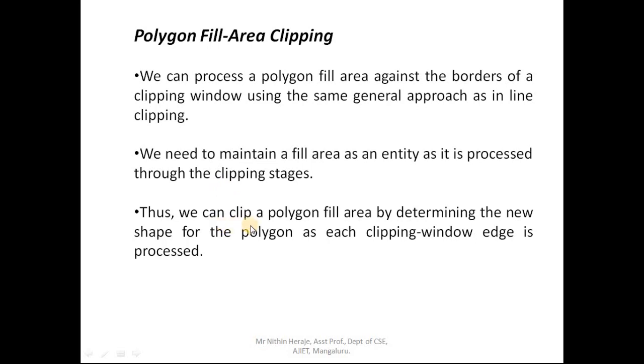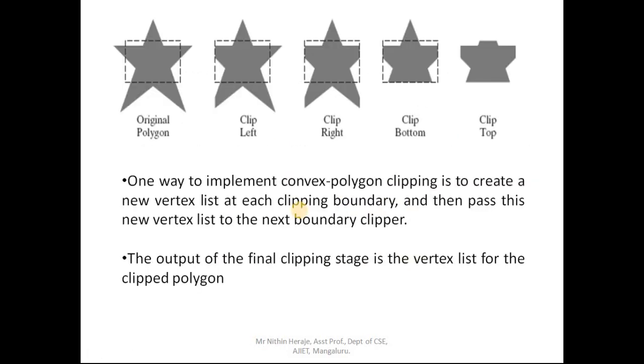Next point, we can clip a polygon fill area by determining the new shape for the polygon as each clipping window edge is processed. That is, as and when you progress, say for example you go for left clipping. When you move to the next, the right clipping, you will have a new object there which is already left clipped. Alright, so that's what this point means.